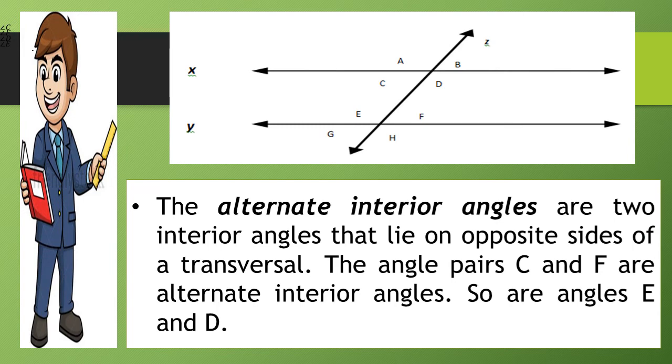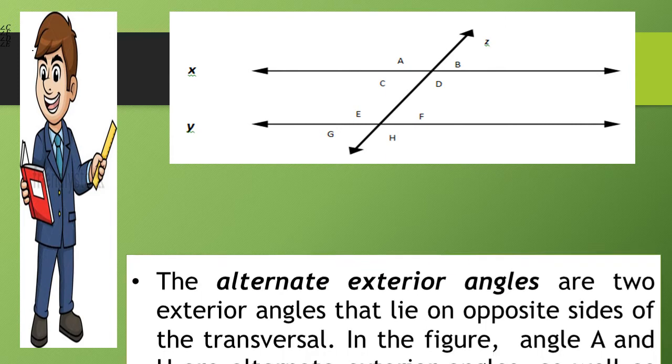We have also the alternate interior angles, which are two interior angles that lie on opposite sides of a transversal. The angle pairs C and F are alternate interior angles, so are angles E and D. When we say alternate, that means they are on opposite sides, just like angles C and F, and E and D.